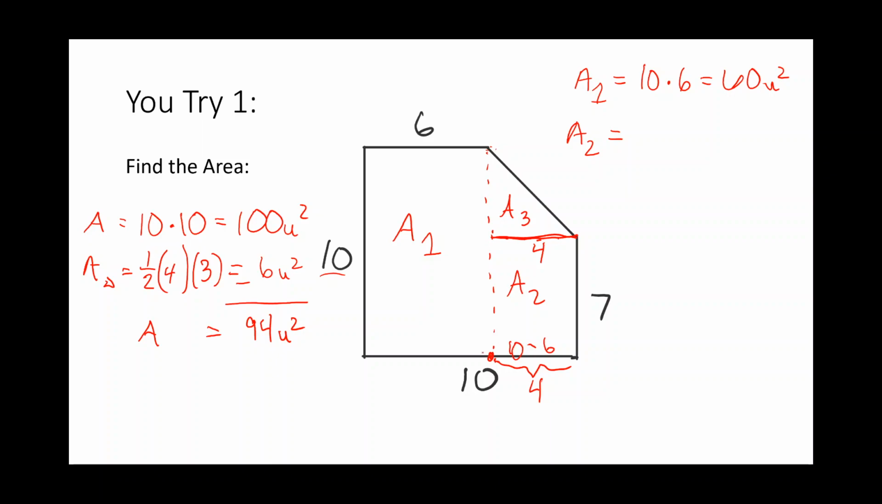Now I need to worry about the height. This height, oh, it looks like it's just 7. Awesome. So that's going to be 4 times 7, which is 28 units squared.